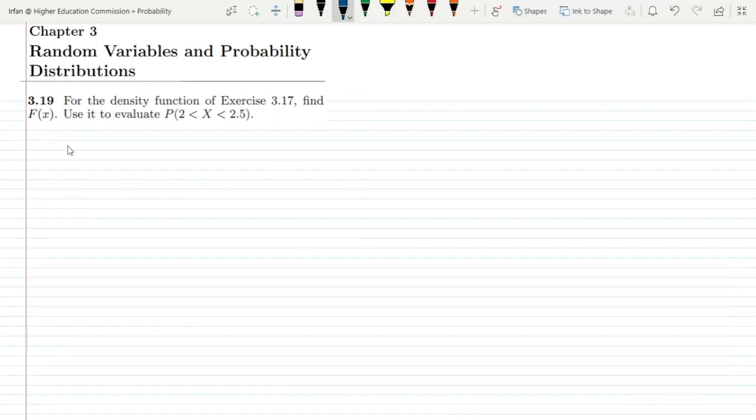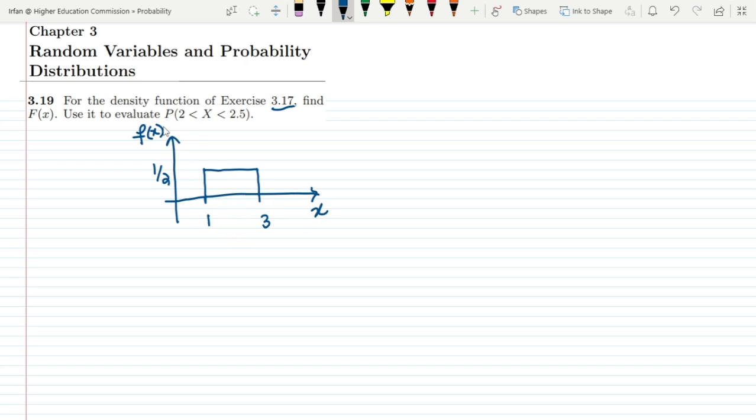So this is question 3.19 of chapter 3, and here we have to go through exercise problem 3.17 and find the F of x, which is the CDF. Previously we have seen that in that question we have a uniform PDF which starts from 1 and ends at 3. Within this range it has a constant value, which is 1 by 2. So this is for f of x and this is x. It has a constant value which is written here.